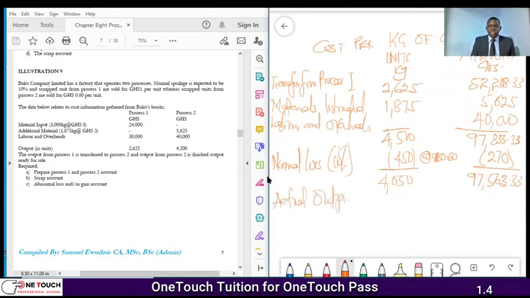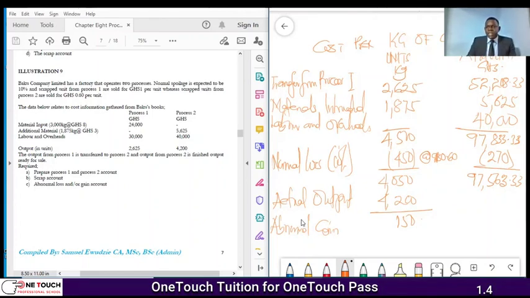Okay, then the actual output from the process was 4,200. So we have an abnormal gain of 4,050 minus 4,200, which gives us an abnormal gain of 150. Good. So how does this affect our process account?